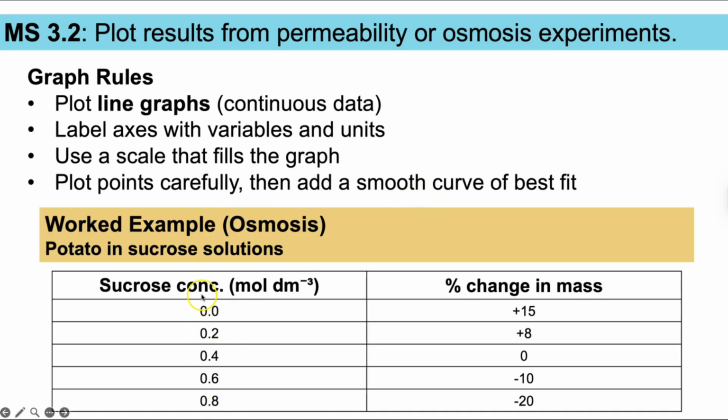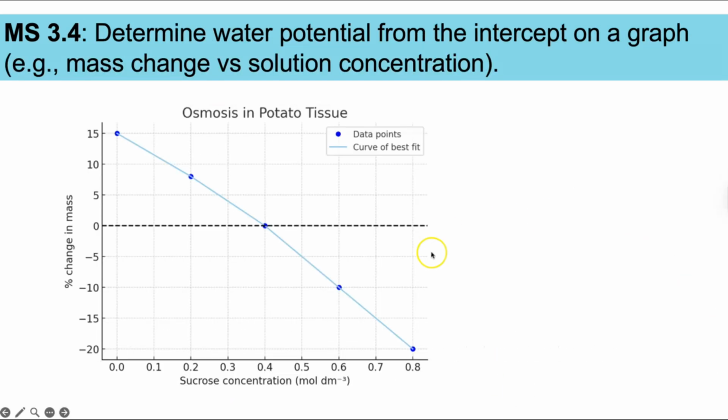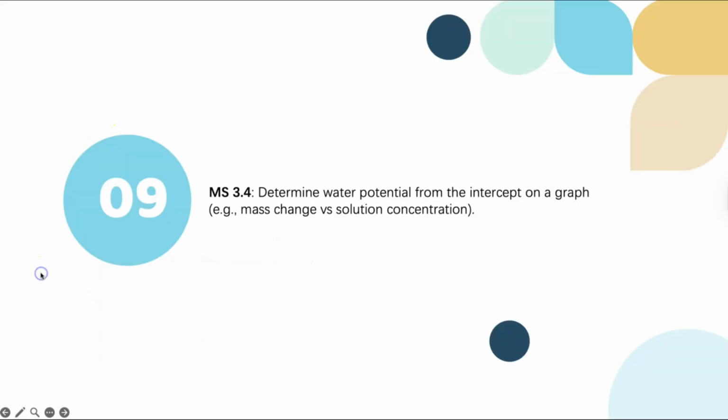So here's some example data. We've got our sucrose concentration, and we've got the percentage change in mass. And here is our graph. We've got percentage change in mass, sucrose concentration, and there's our curved line of best fit. And this actually links to the next maths skill, determining the water potential from the intercept on a graph.